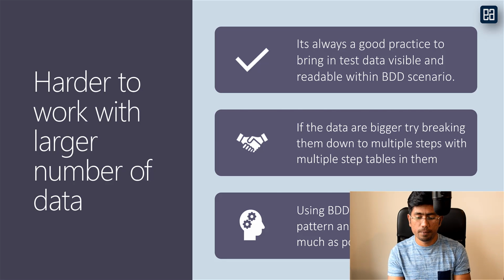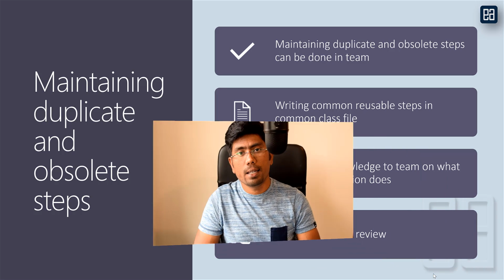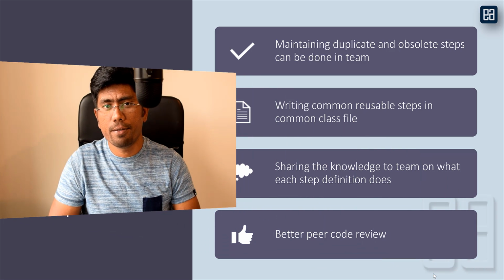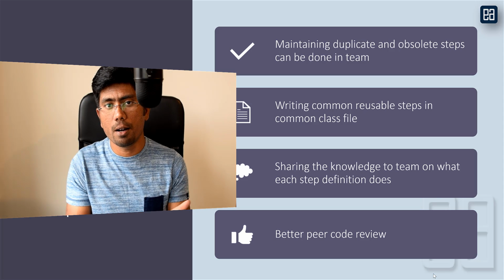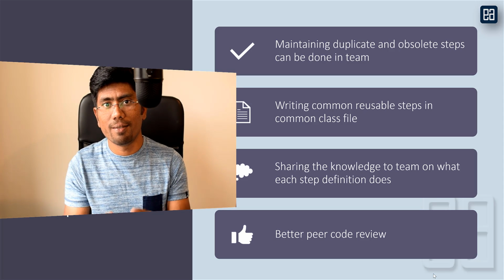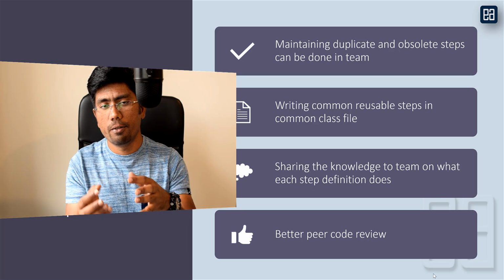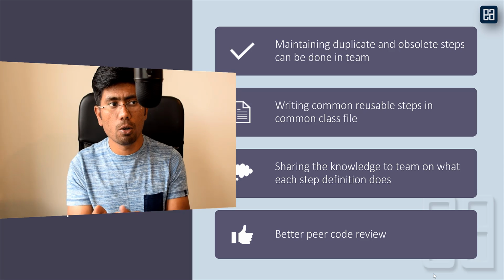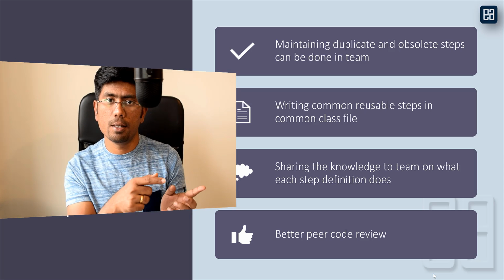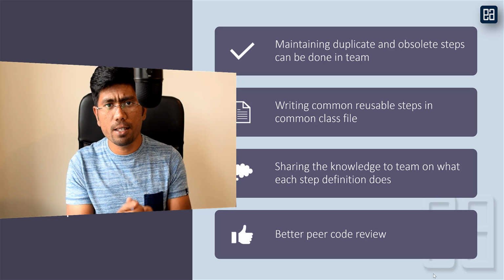So if you have a lot of data, try to break it into multiple steps, which makes the test easier and much more maintainable. Finally, maintaining duplicate and obsolete steps. Maintaining duplicate and obsolete steps can be done in the team by writing a common reusable step class file. I have seen many people write some of the common functionality in multiple step files, and it is even harder for team members to go around and look in which class file that particular step definition has been implemented. So try to write a common class file where you can put all those step definitions, so that it is much easier for team members to look into that class file and see, okay, this is the step definition. We can probably reuse that and start using it. That's a really easy option.